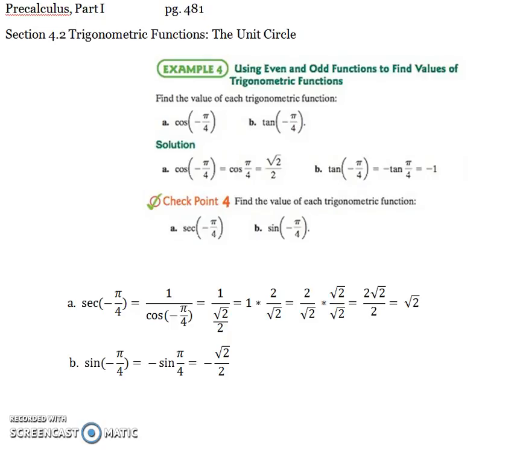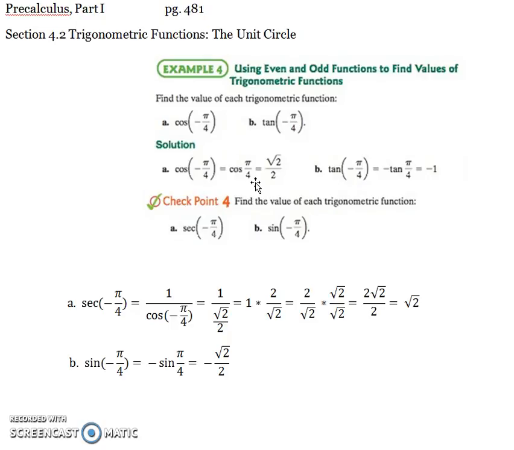The value of cosine of negative pi over 4 is going to also be positive because cosine is your x value. Cosine of negative pi over 4 is in the fourth quadrant where x is still positive, or positive again, however you want to look at it. So the cosine of negative pi over 4 is the same as cosine of pi over 4.